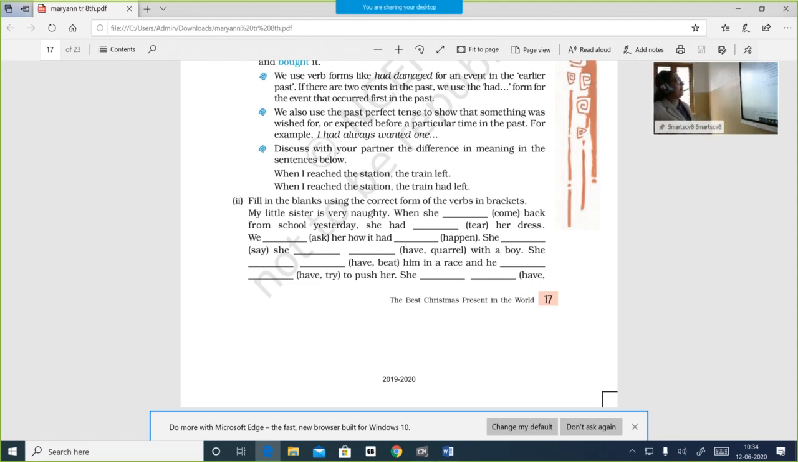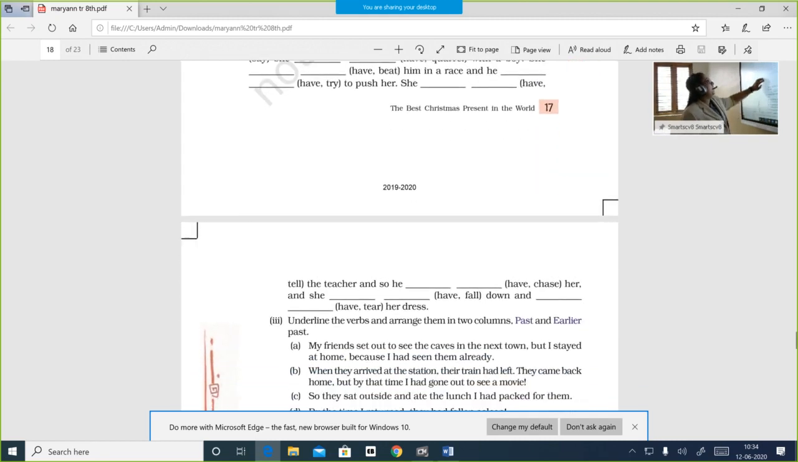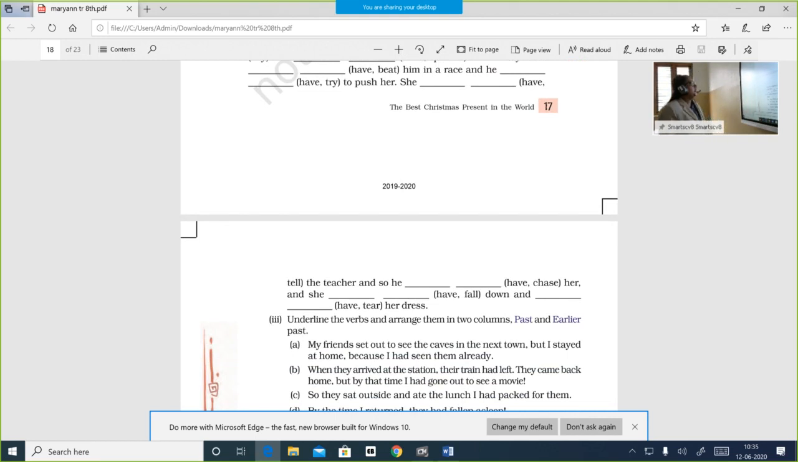Okay, she had beaten him in a race, and he had tried. Earlier action. He had tried, T-R-I-E-D, tried to push her. She had, let us move to the next page. She had told the teacher. And so he had chased. He had chased. H-A-D, had, C-H-A-S-E-D, had chased her.